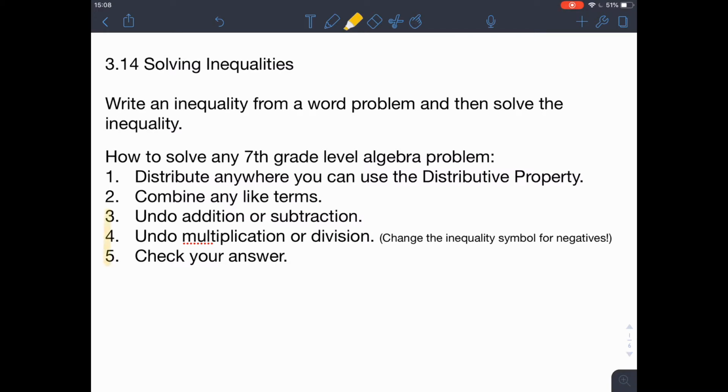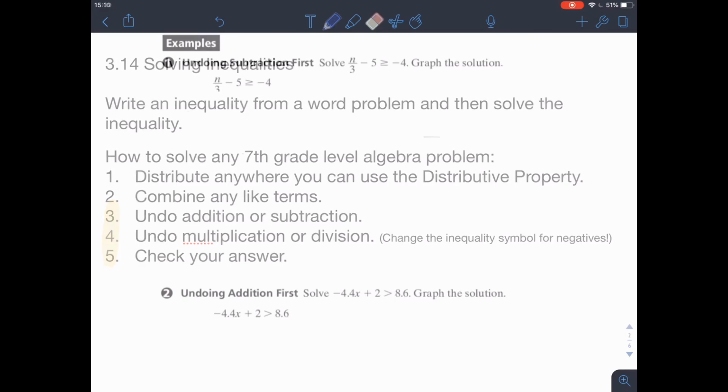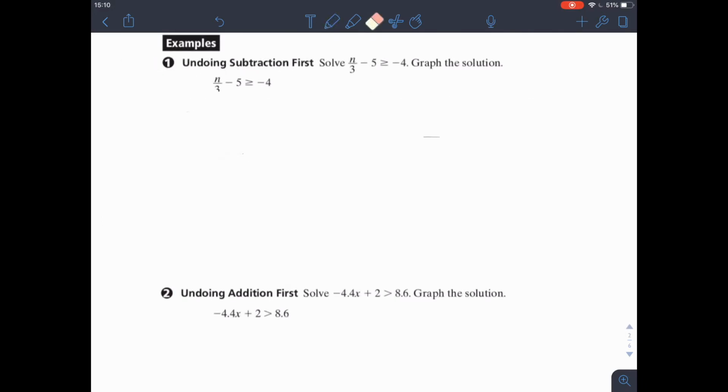For today, most of our equations are going to be following steps 3 through 5. We're not going to have some particularly complex ones with combining like terms or parentheses. So let's start off by trying to solve the two-step inequality n divided by 3 minus 5 is greater than or equal to negative 4.